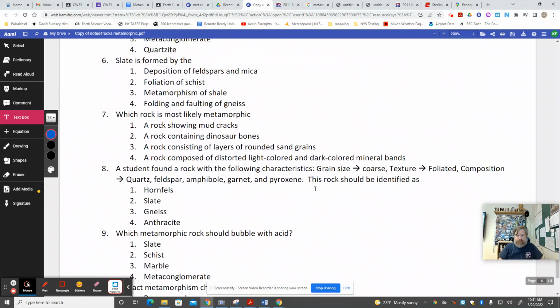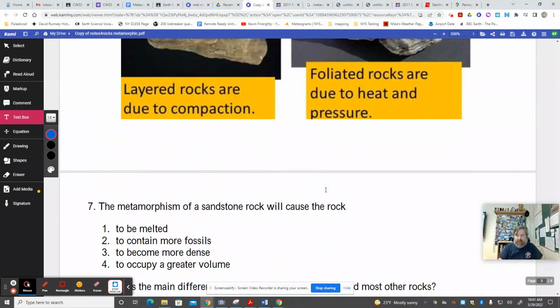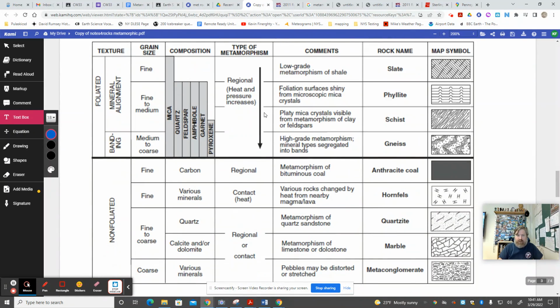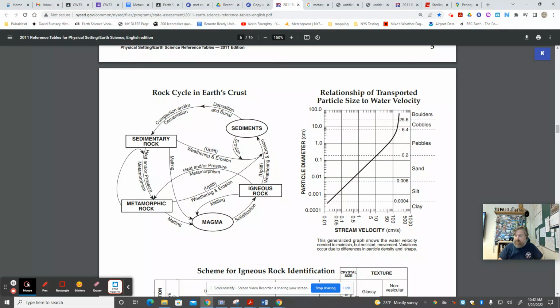Give these questions a shot. They're just going to be mostly straight up practice on either this reference table, find things on here, or perhaps this rock cycle a little bit there too. You can do it.